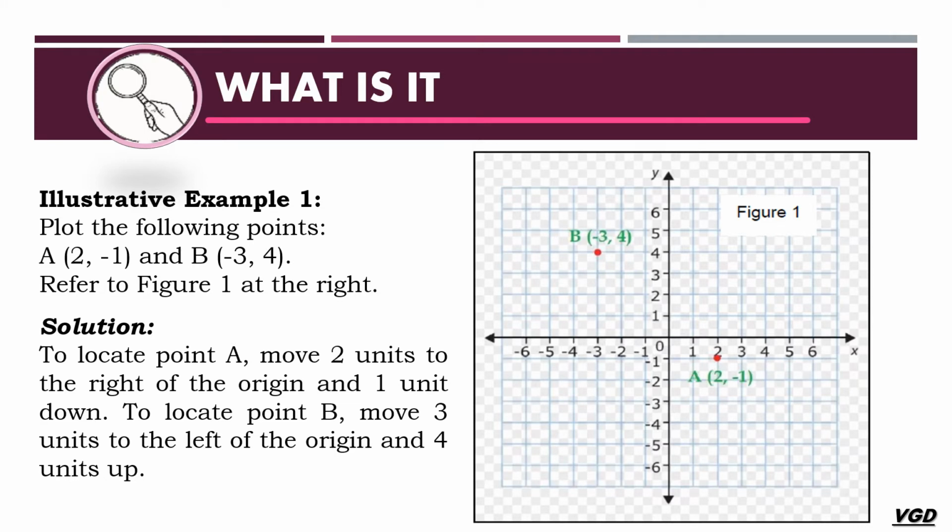So when you plot, you can have here the point B, which has the coordinates of -3 and +4. And we have here the point A with the coordinates of +2 and -1. So that is just how to plot our points in our Cartesian coordinate plane.